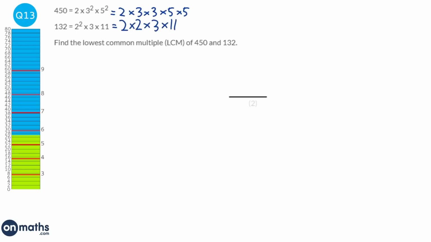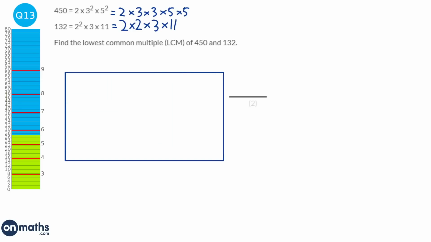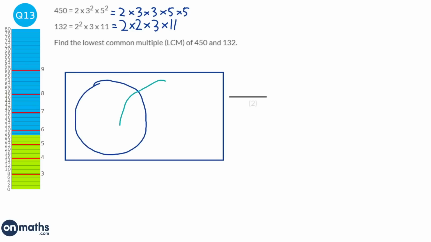Now I'm going to put these into a Venn diagram. And so I'm just going to draw out a Venn diagram and get my 2 circles, because we're going to have the 450 and the 132.